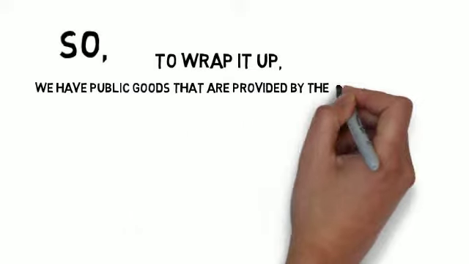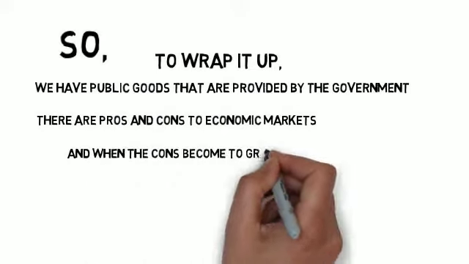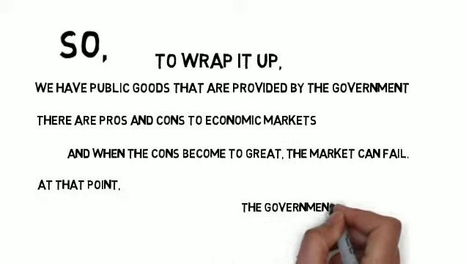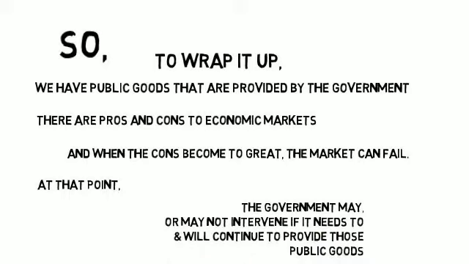So, to wrap it up, we have public goods that are provided by the government. There are pros and cons to economic markets, and when the cons become too great, the market can fail. At that point, the government may or may not intervene if it needs to, and will continue to provide those public goods.